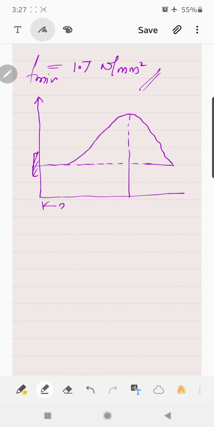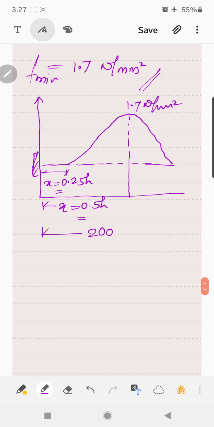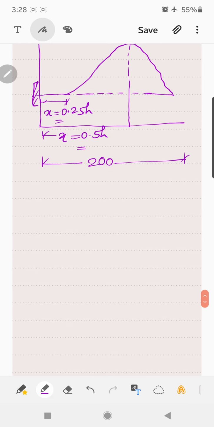This is x equal to 0.5 h. You can write that value. This is x equal to 0.25 h. You can write that value, and the maximum value is 1.7 Newton per mm square. Total is 200. Length of the end block is the depth of the section, which is 200 mm.